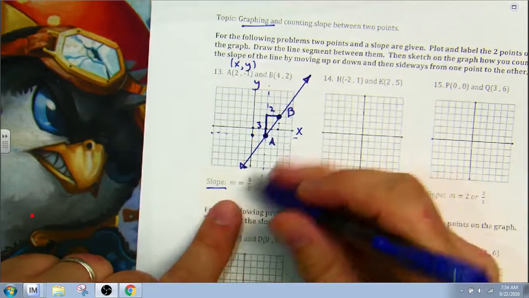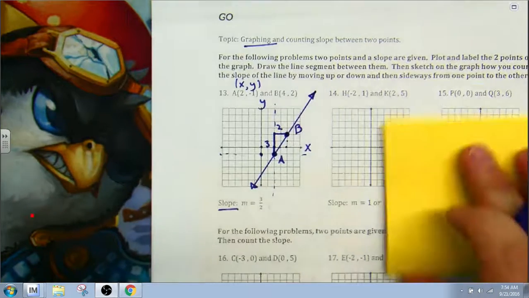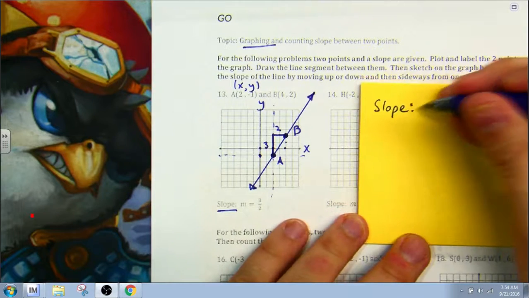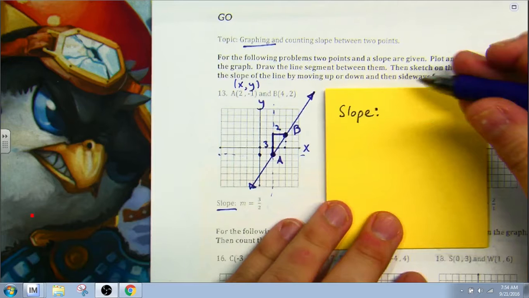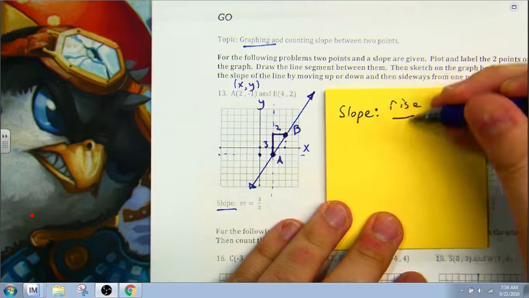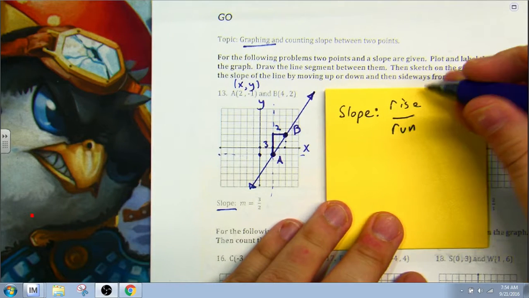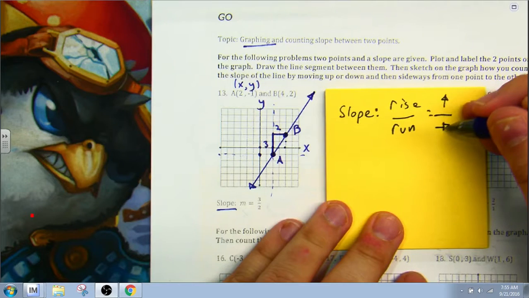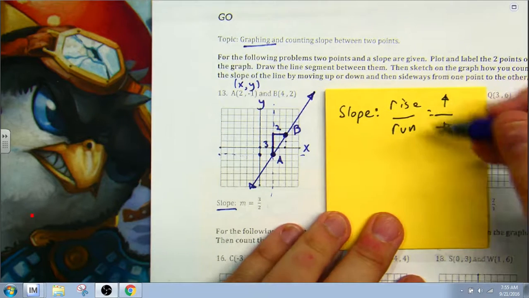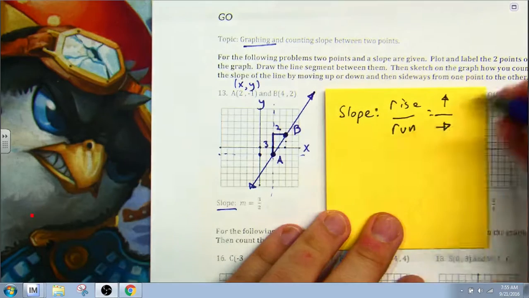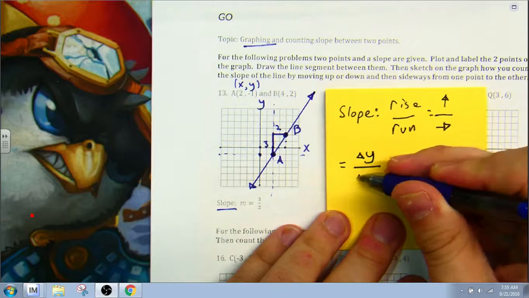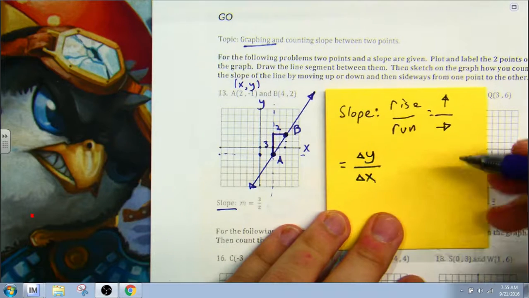And so when we care about slope, we might say rise over run. And by rise, we mean our up and down motion, and by run, we mean our left and right motion. Now, up and down is y, so another way I like to say this is our change in y over our change in x. Okay?